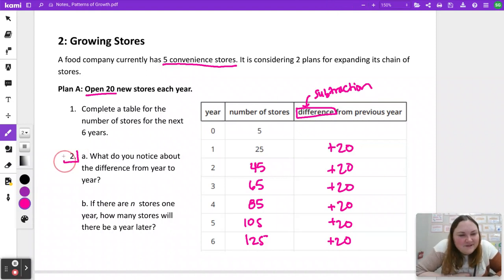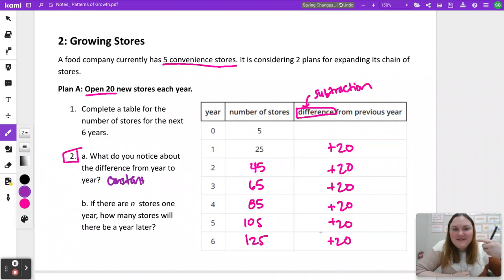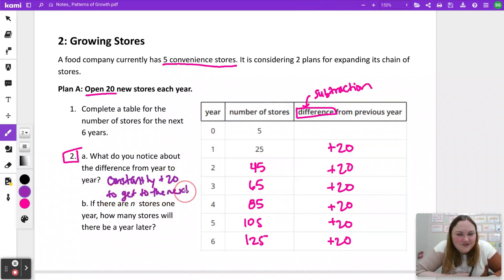So that right here is related to our second question. Part A is, what do you notice about the difference from year to year? Well, what do you notice about this number I've been putting in this column? It's the same. We like to use that word constant sometimes. Constant just meaning it's the same each time. We are constantly adding 20 to get to the next year, or the number of stores for the next year. You could say constant, you could say it's the same, the difference is the same from year to year, but we're noticing it's this constant addition in our table.